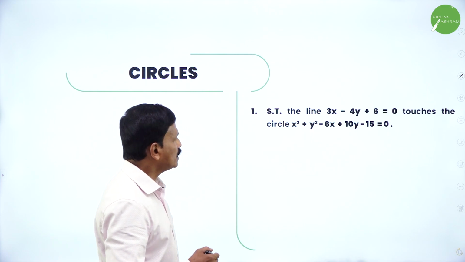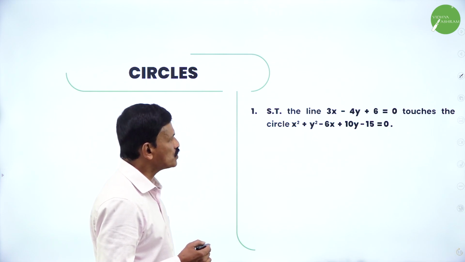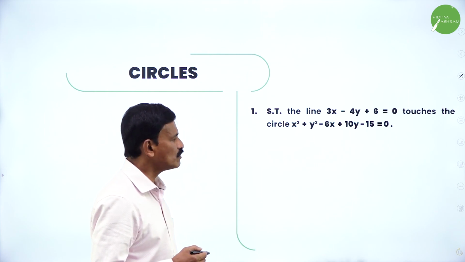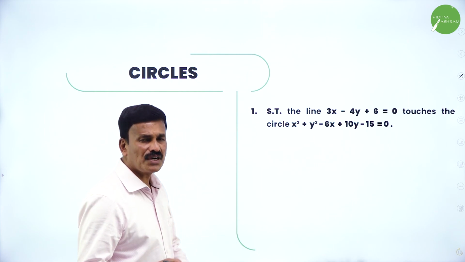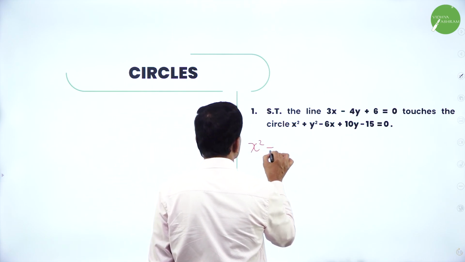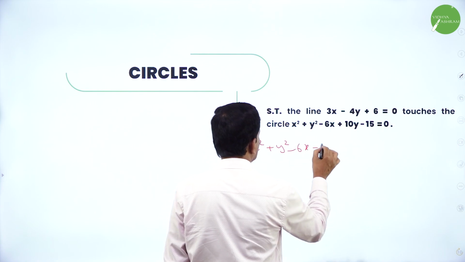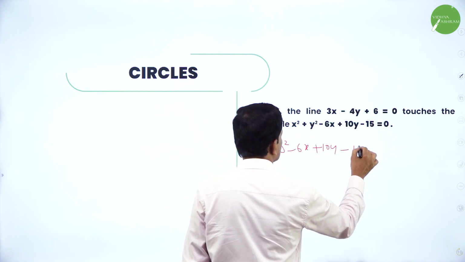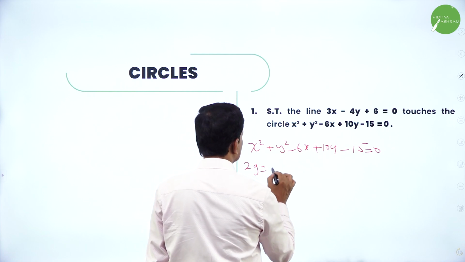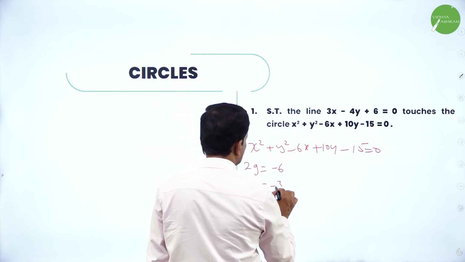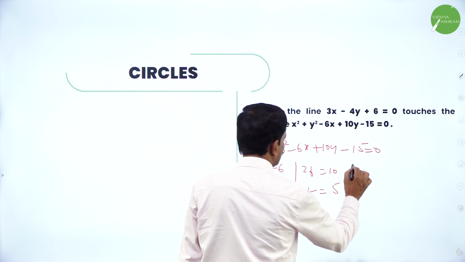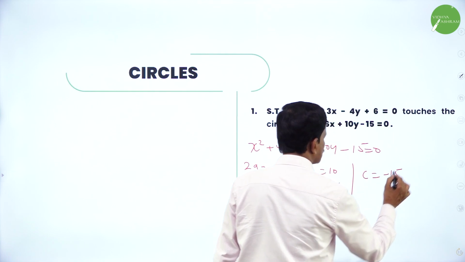Show that the line 3x minus 4y plus 6 is equal to 0 touches the circle x square plus y square minus 6x plus 10y minus 15 is equal to 0. Just find out the center and radius for the given circle. So, what is the given equation? x square plus y square minus 6x plus 10y minus 15 is equal to 0. Comparing with the standard equation, 2g is equal to minus 6, g is equal to minus 3, 2f is equal to 10, f is equal to 5 and c is equal to minus 15.